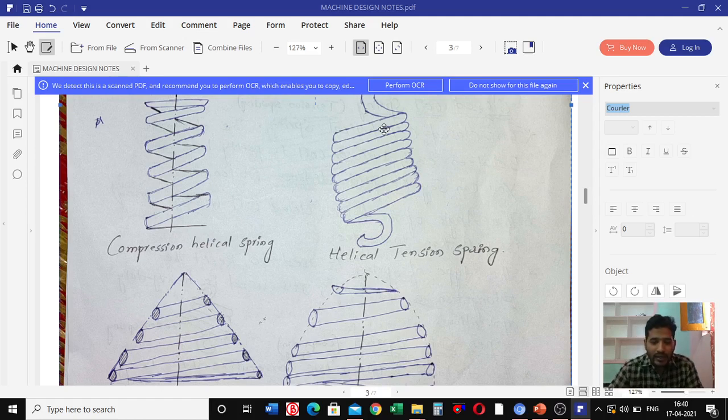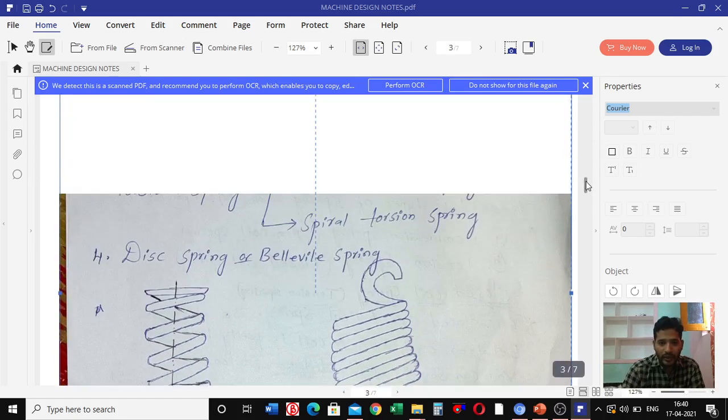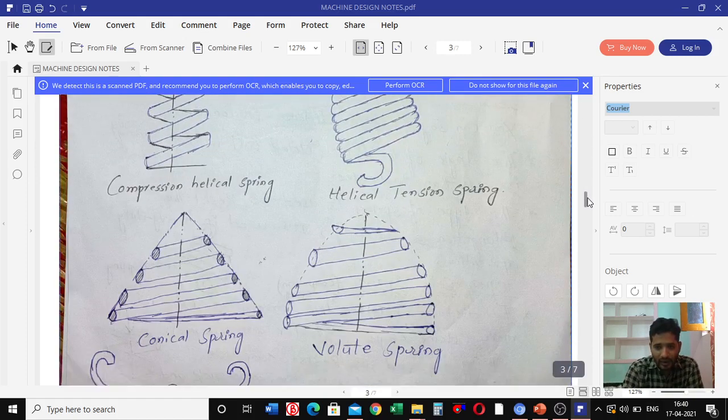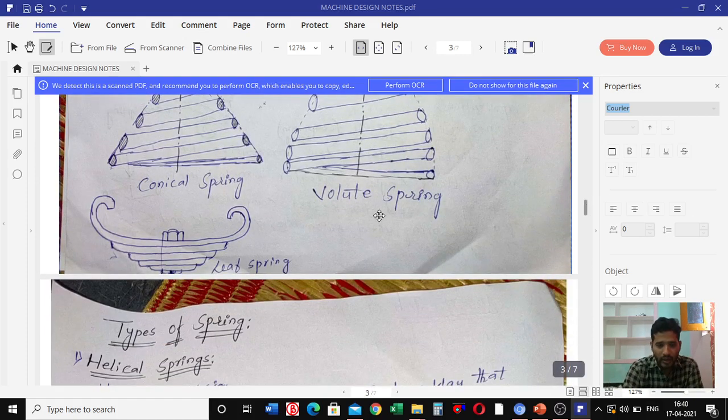Okay, next we are going to discuss leaf springs. Sometimes leaf spring is also called laminated flat strip spring. So let us see the figure, then you can easily understand the leaf spring. This is our leaf spring figure. So it is arc shape. The leaf spring is an arc shape spring.